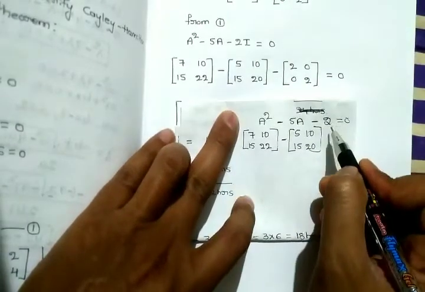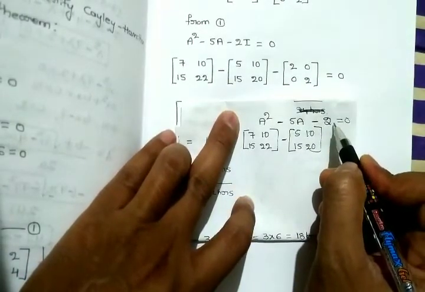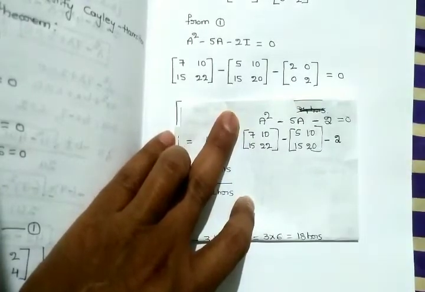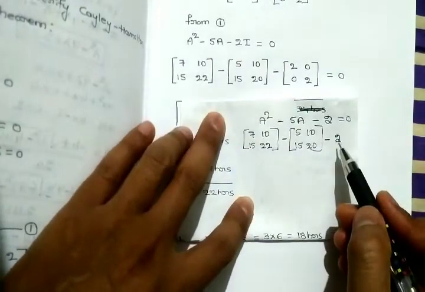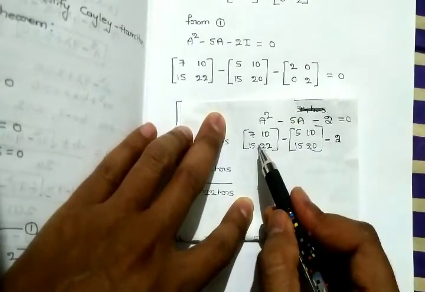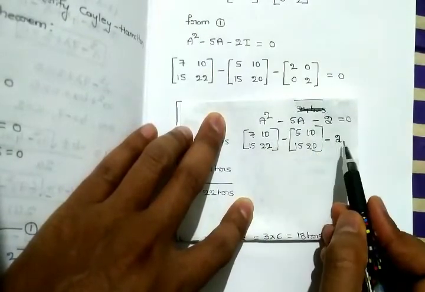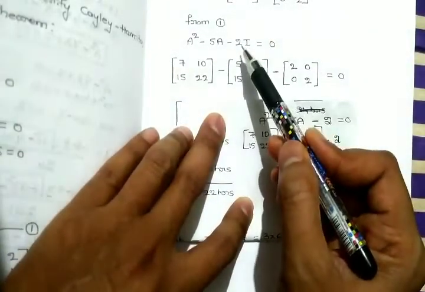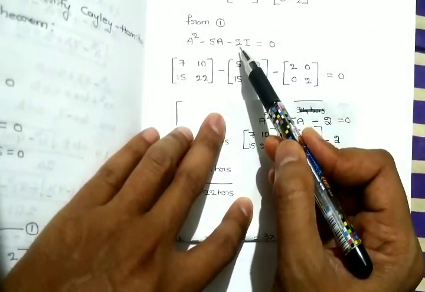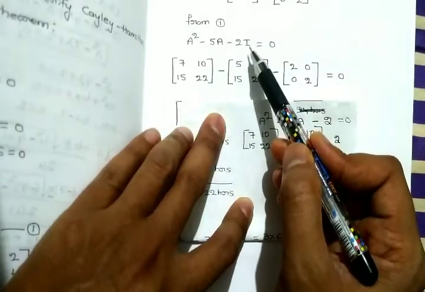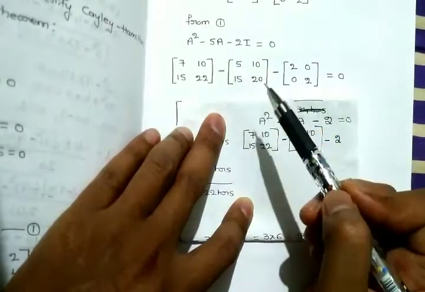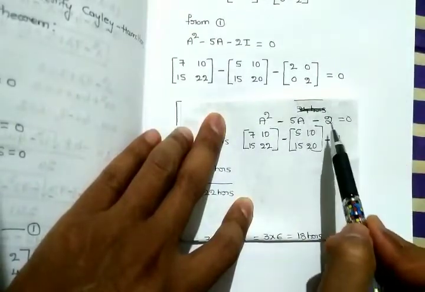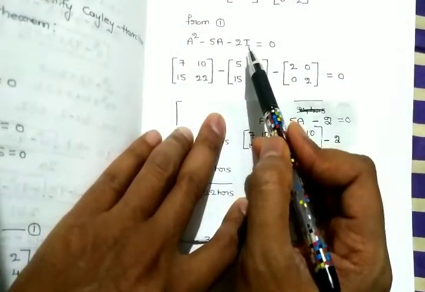Suppose you do not multiply this 2 by the identity matrix, then you would only write the value 2 here. If you write only 2, it is not possible to add and subtract the values. So that's why, for every constant term you have to multiply with the identity matrix. Identity matrix value is 1, 0, 0, 1. So keep it in mind. This is a very important part.